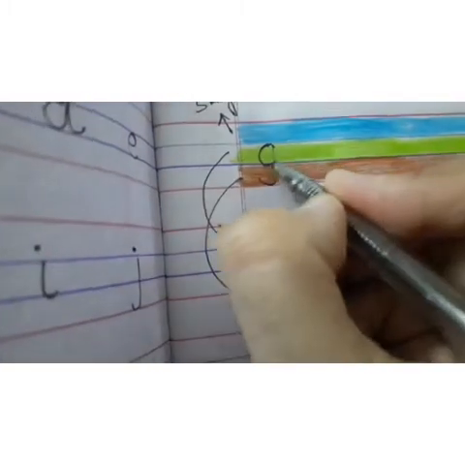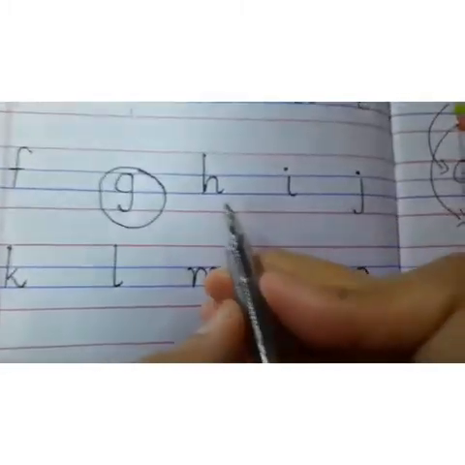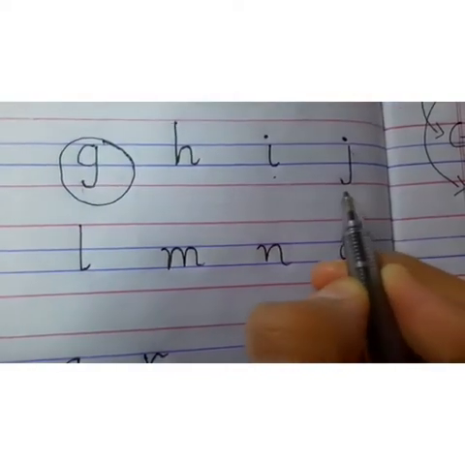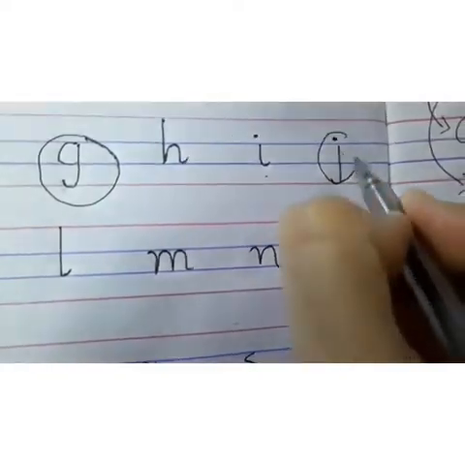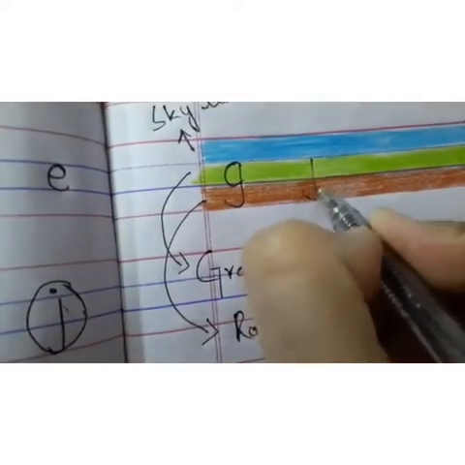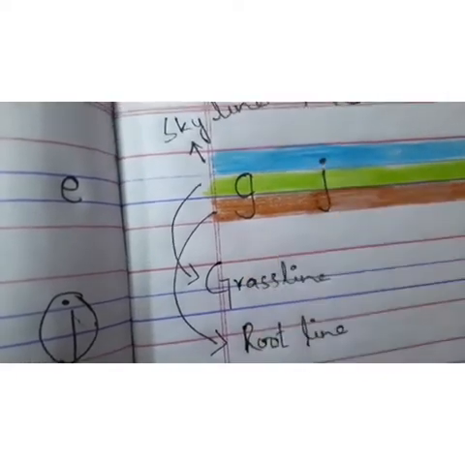I have picked one and I'm going to write it here. Now you can clearly see that it is touching the brown line. So it is a root letter. H is not touching the fourth line. It's not a root letter. I is not. J, look here. It is touching the fourth line. So J is a root letter. I'm going to write it here, and it's very clear that it is touching the brown line.